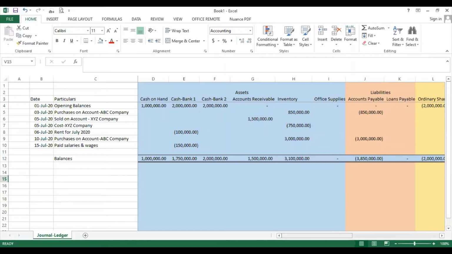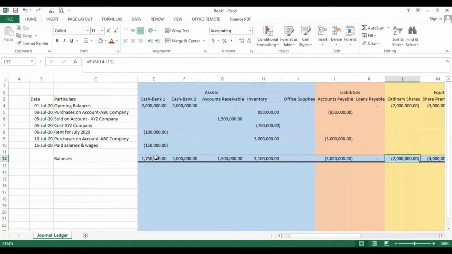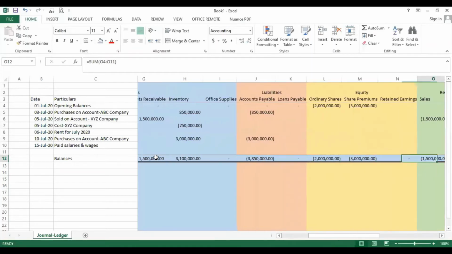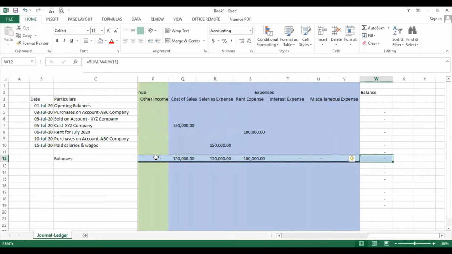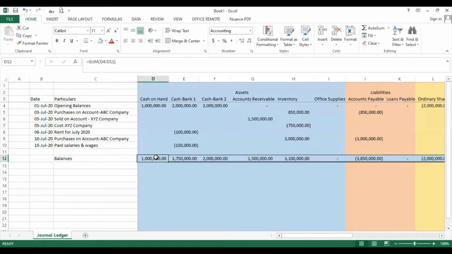That's the reason why we call this journal ledger. We have journals on this part, and you have your balances, which serve as your ledger balances for all your accounts. So that's the reason why we call this portion your journal ledger. We can now move on to our first financial statement, which is the income statement.